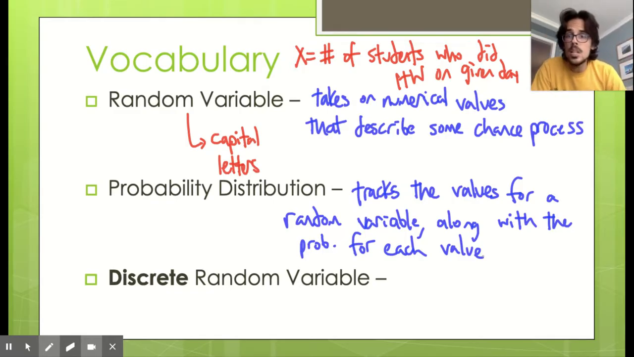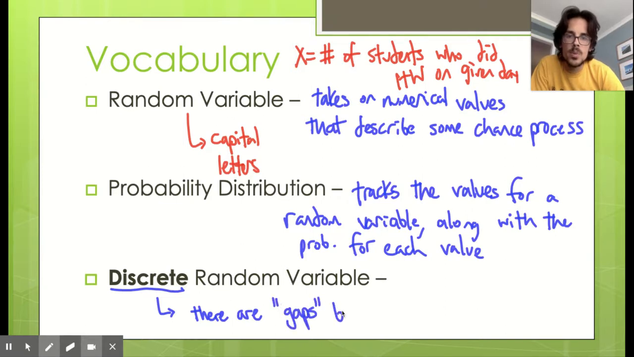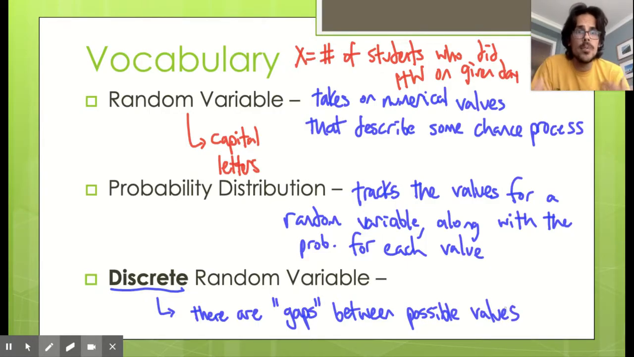And in this section, we are learning about not only random variables, but a specific kind of random variable called a discrete random variable. Discrete random variables are random variables where there are gaps between possible values. So what does that mean? Well, if I look at my example up above here, the number of students who did their homework on a given day, there could be 0 of you, or 1 of you, or 2 of you, or 3 of you, etc. There couldn't be 2.7 of you who did your homework. So you kind of jump from 0 to 1 to 2, and the decimals in between aren't allowed.